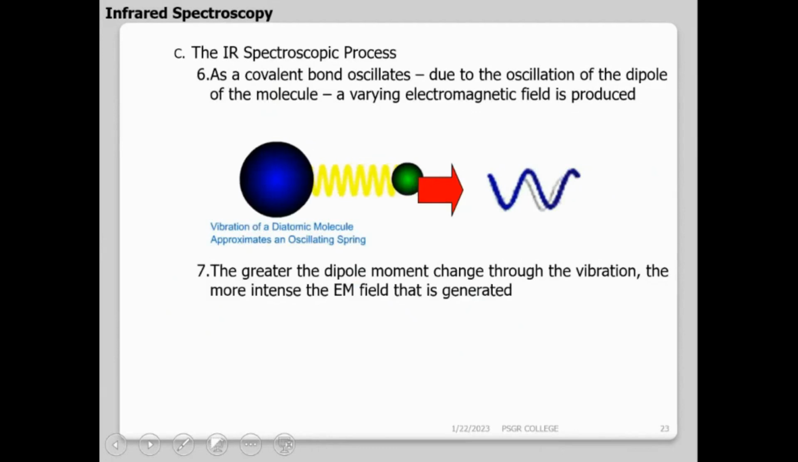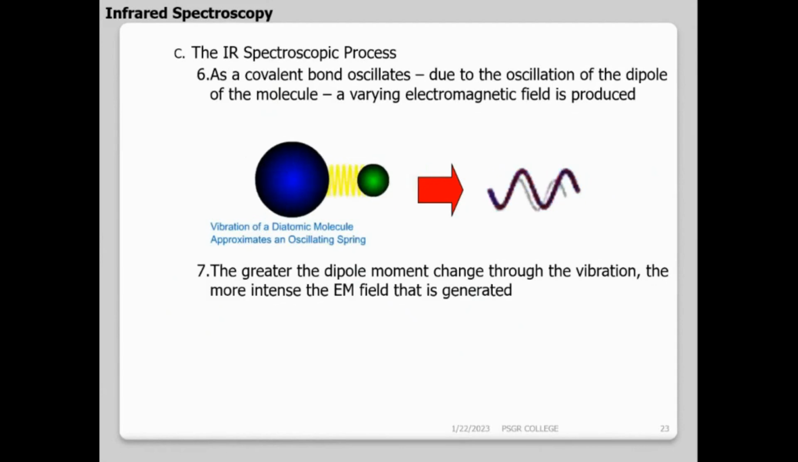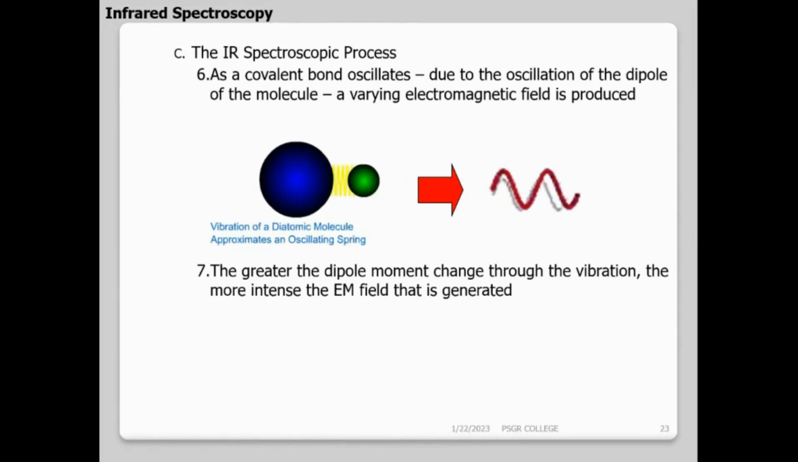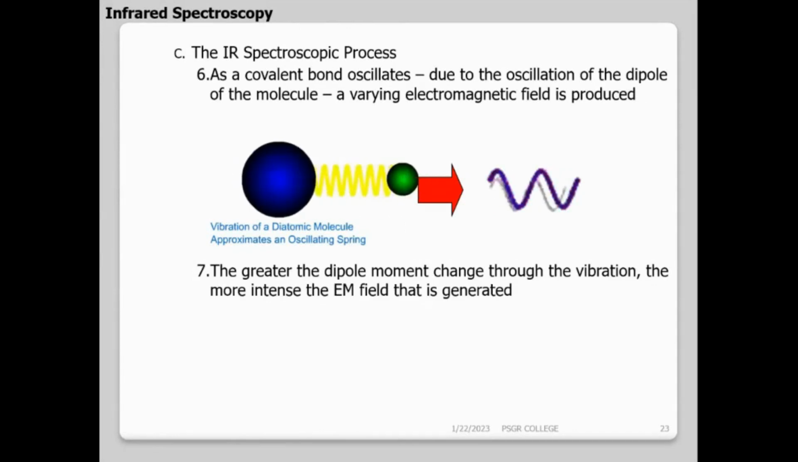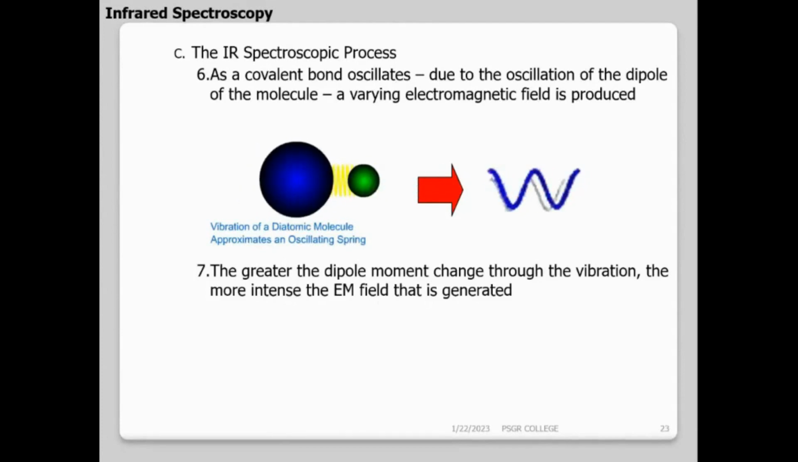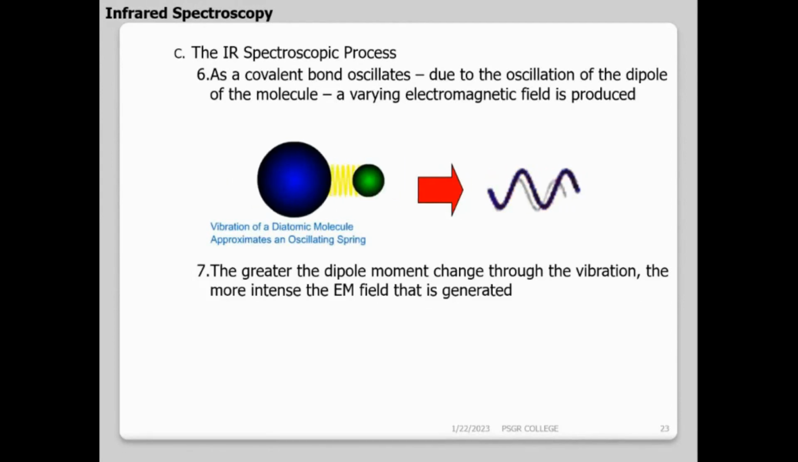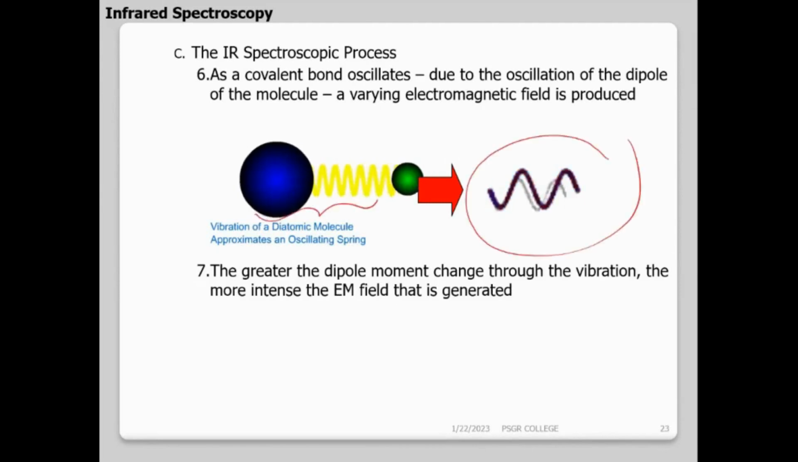Okay, so now what exactly happens? How do I absorb an IR radiation? Until now you may have kept a myth in mind: that we give energy, and as soon as we give energy the molecule vibrates, and we study it. No, that is a myth. What is actually happening is that a covalent bond oscillates. Okay, so this bond is oscillating. Why is it oscillating like a spring? It is oscillating due to the dipole of the molecule. Due to the oscillation of the dipole of the molecule, what happens? You generate an electromagnetic field. I am generating a field. How? Because of this oscillating dipole. So this oscillating dipole creates an electromagnetic field.